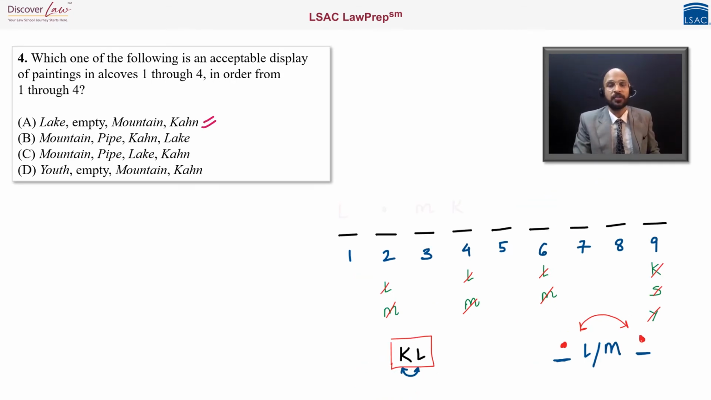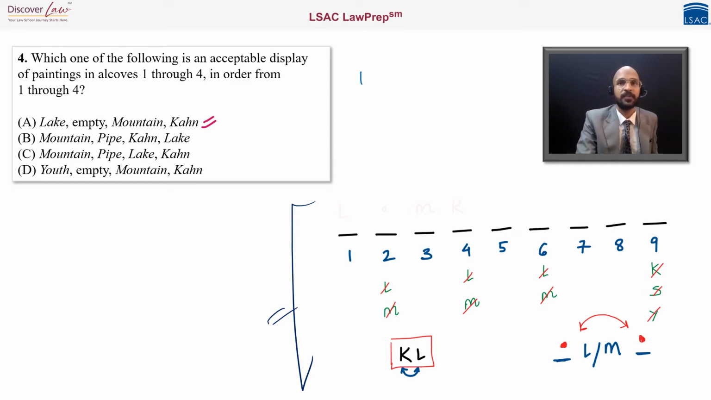Moving on to question number 4. Again, we start off with the same diagram. Pause the video, try solving it by yourself, and then let's look at the solutions together. Which of the following is an acceptable display? Again, we understand that out of the 4 options, one of them is acceptable and 3 of them are not acceptable. Let's look at them one by one.